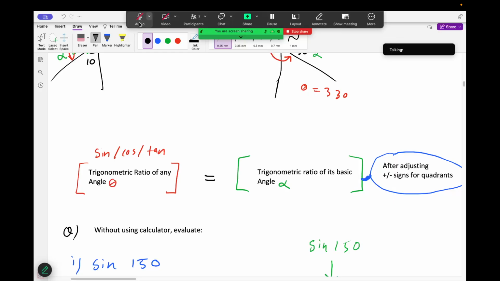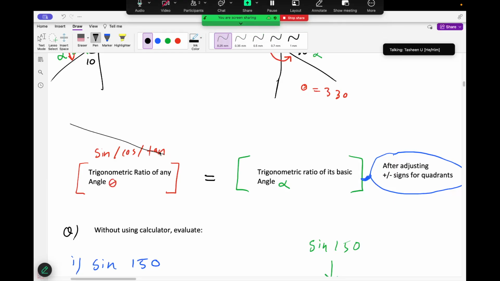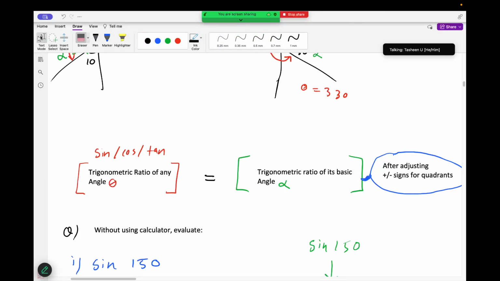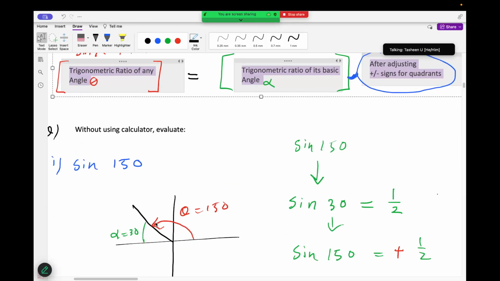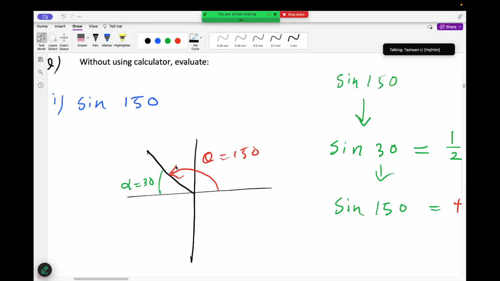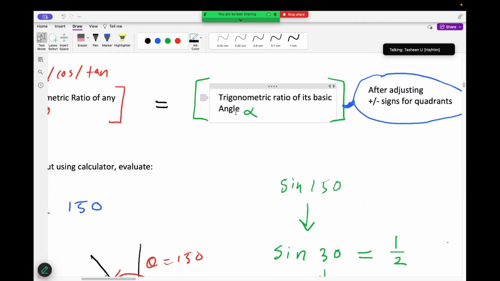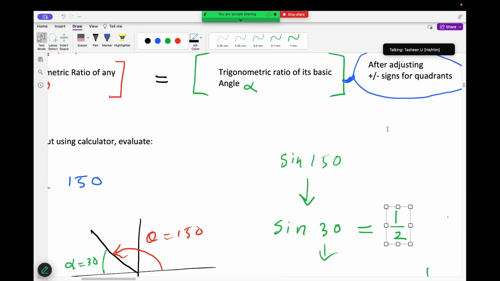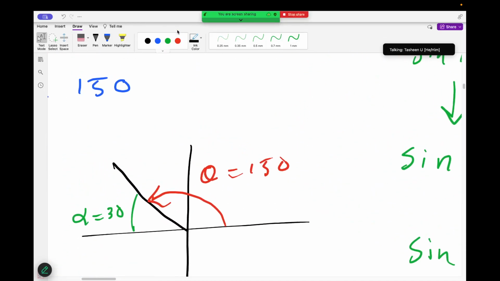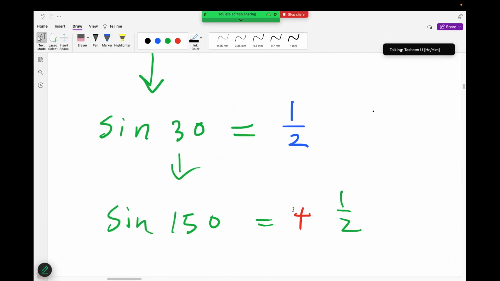If you're not understanding, please read this thing. I've clearly explained. Trigonometric ratio of any angle theta equals the trigonometric ratio of its base angle alpha after adjusting plus minus signs for quadrants. So what is sine 150? It's the same as the trigonometric ratio of its basic angle. So sine theta is the same as sine alpha, which is half, after adjusting plus minus sign for quadrants. We know that in the second quadrant sine is positive, so that's why we will have positive half.